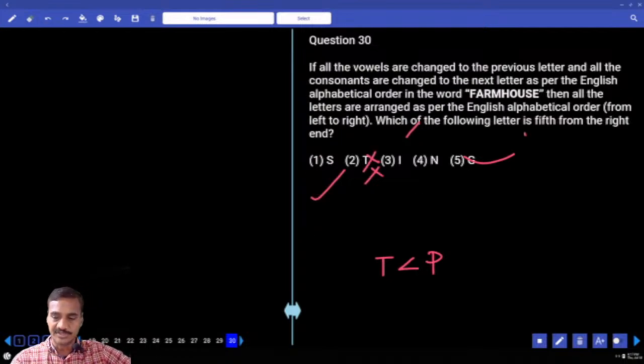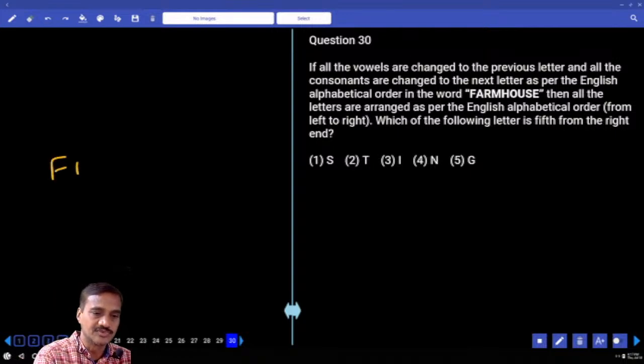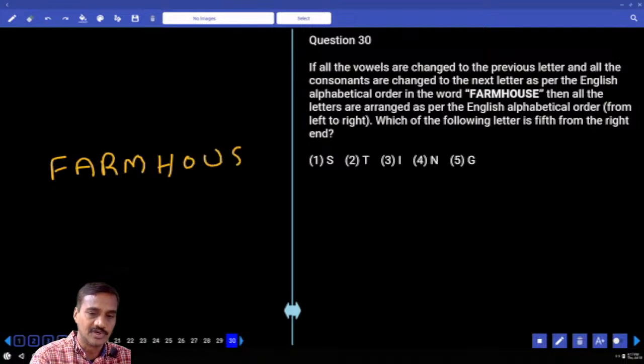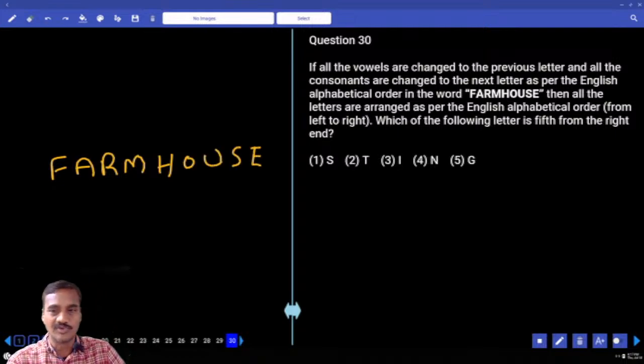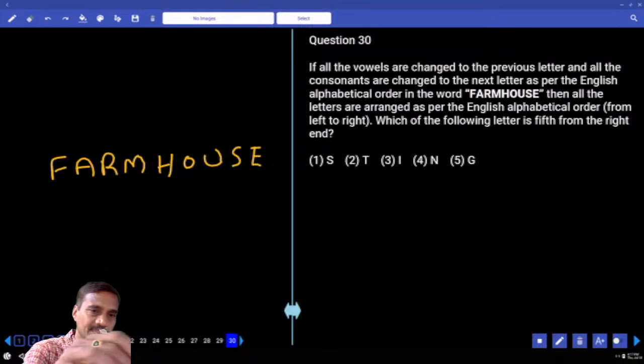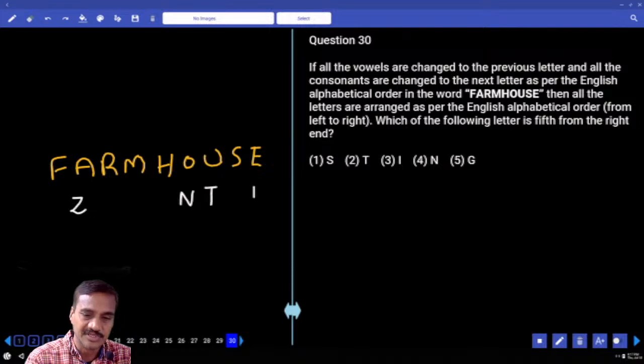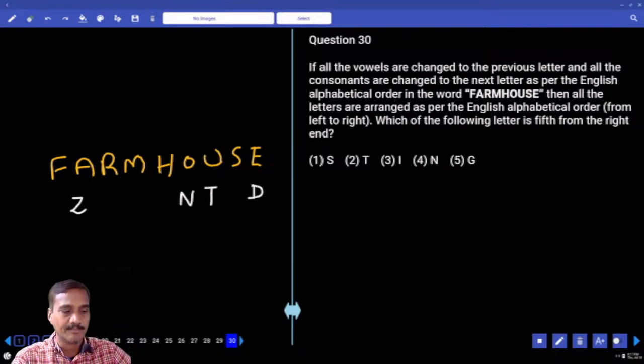Then question number 30, farmhouse. Now in this word farmhouse, FARMHOUSE, all vowels are changed to the previous letter, and all consonants are changed to the next letter. Consonant next letter and vowel previous letter. Here O has become N. Now here it must be T, here it must be D. Vowel -1 and consonant +1. Then all the letters are arranged as per the English alphabetical order.